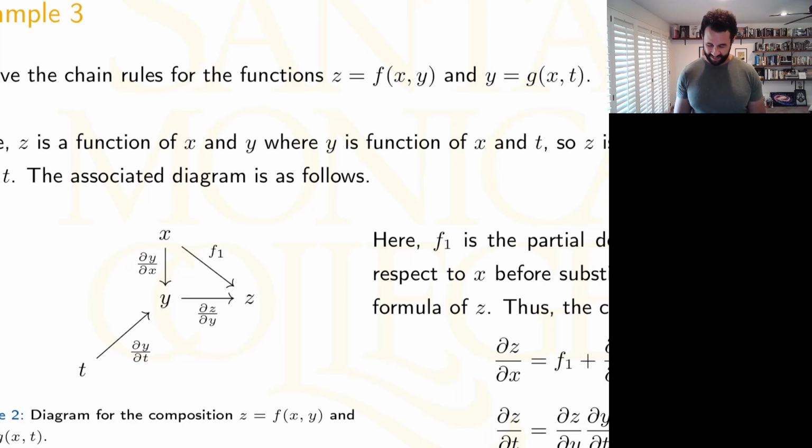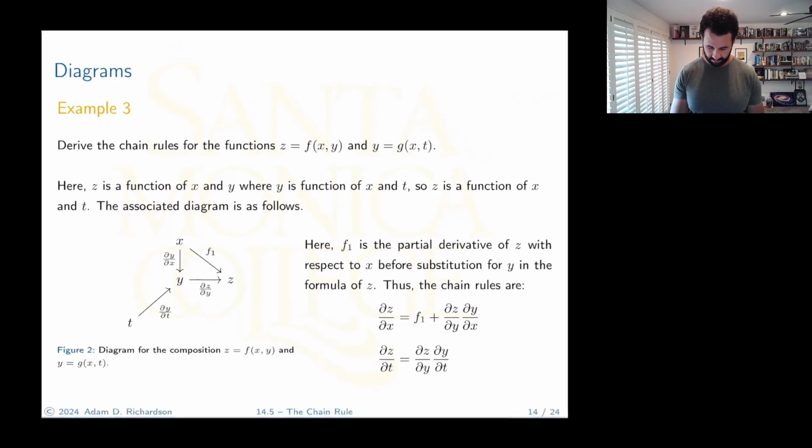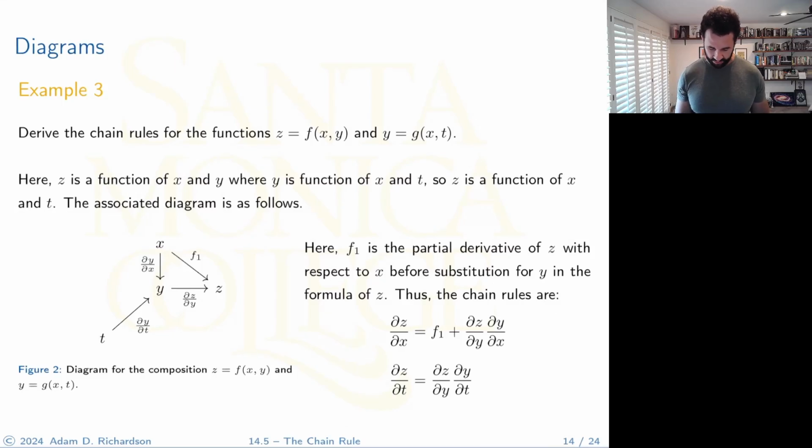Because z is a function of x and y, we're going to have two partials: a partial with respect to x, and a partial with respect to t as well. There are all of these paths, right? So rather than get all bogged down with everything, just follow the paths. Here we go. Let's do the easy one first.